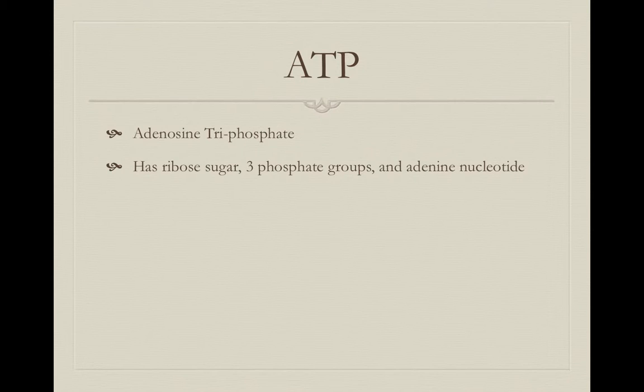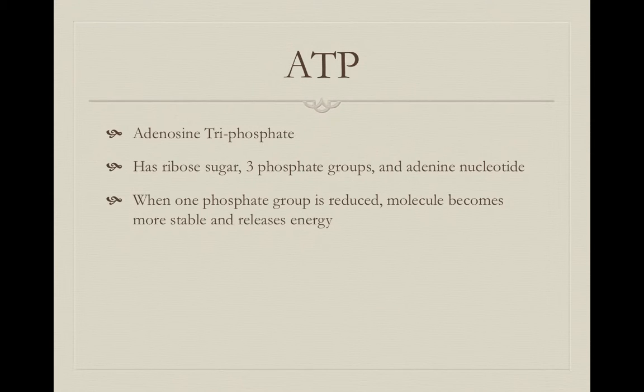So let's talk about ATP a little bit. Adenosine triphosphate is what it is. It has a ribose sugar, 3 phosphate groups, and the adenine nucleotide. When one phosphate group is removed, the molecule becomes more stable and it releases energy. And that's really important to understand, that's how we get our energy from ATP. It turns from ATP to ADP, adenosine diphosphate, and that's when the energy inside it is released. ATP provides the energy for all cellular activity, and that's what makes it so important.